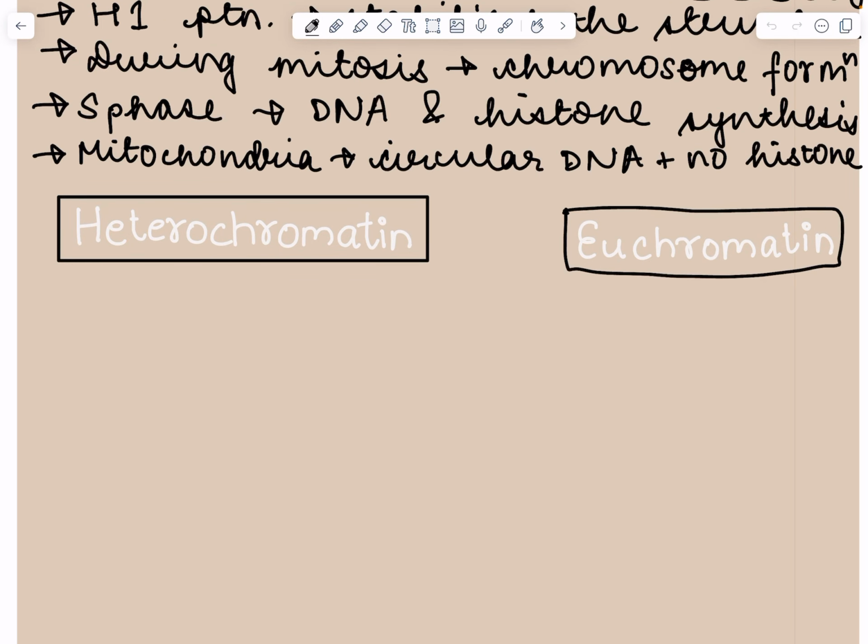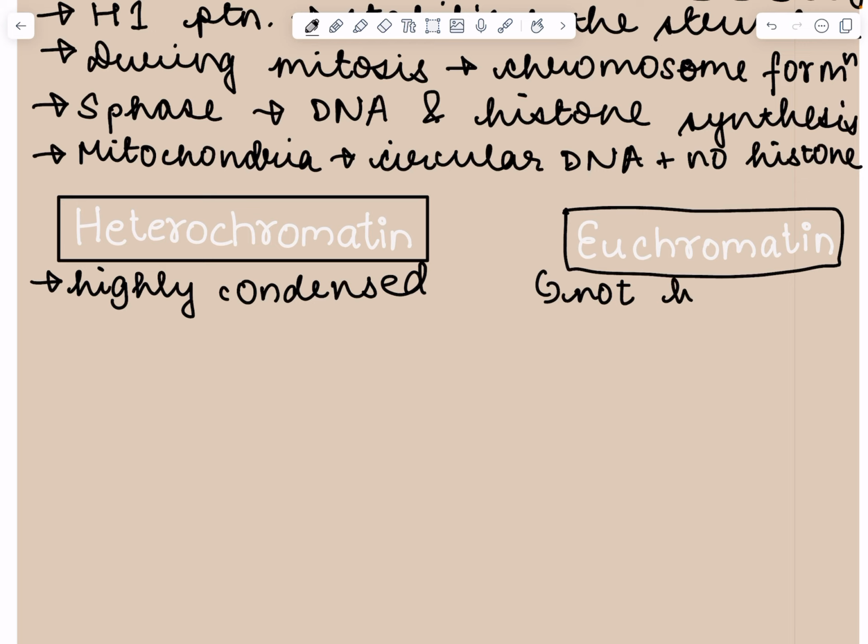Heterochromatin, HC, is highly condensed. That is why it is called heterochromatin. And euchromatin is true chromatin. It is not highly condensed. Euchromatin is also known as true chromatin.